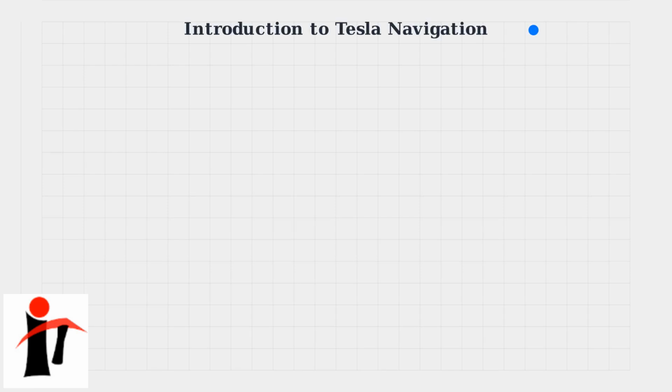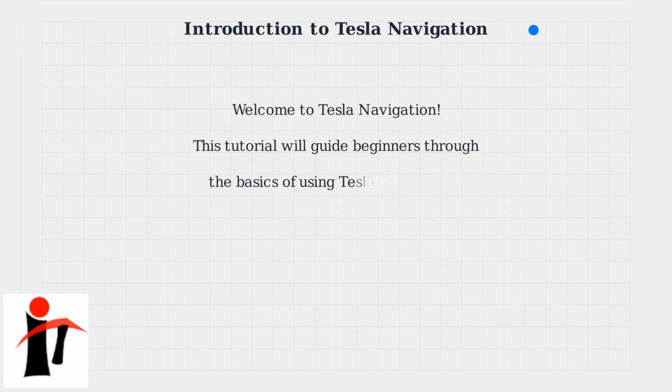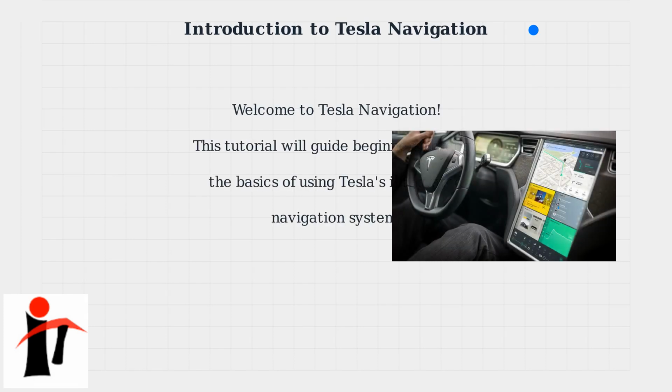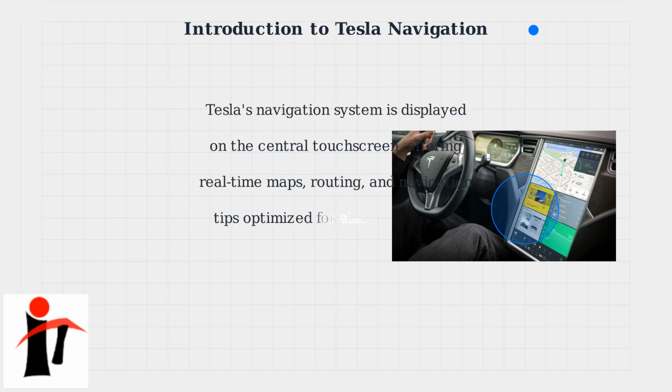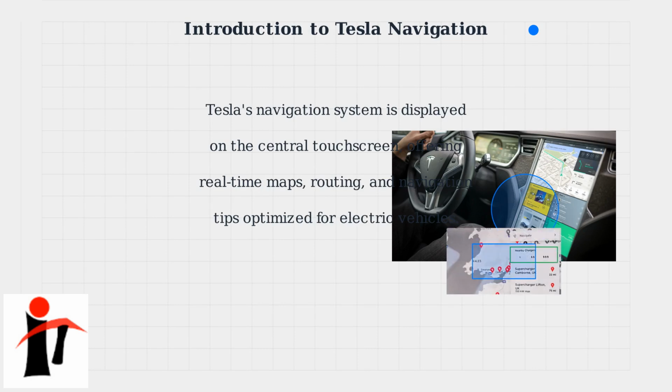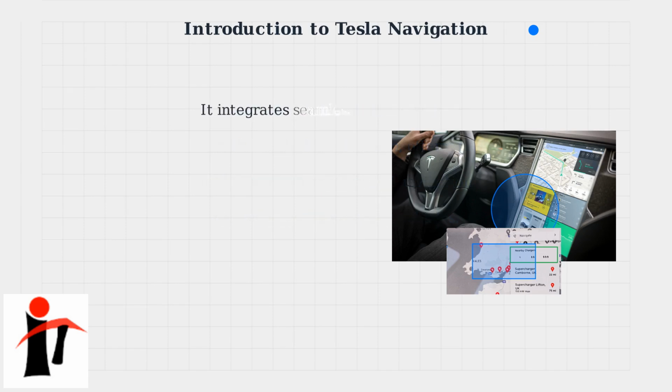Welcome to Tesla Navigation. This tutorial will guide beginners through the basics of using Tesla's integrated navigation system. Tesla's navigation system is displayed on the central touchscreen, offering real-time maps, routing, and navigation tips optimized for electric vehicles. It integrates seamlessly with Autopilot and Full Self-Driving (FSD) features, focusing on efficient routes and Supercharger locations. Let's get started.